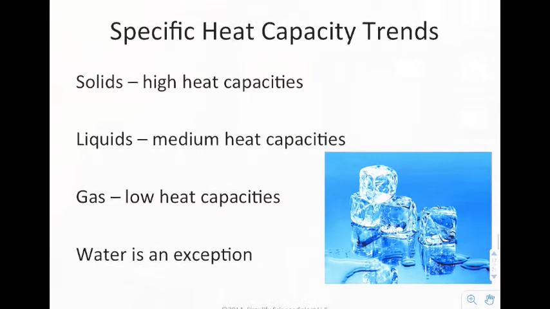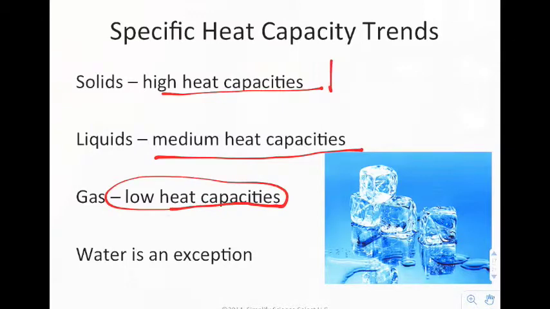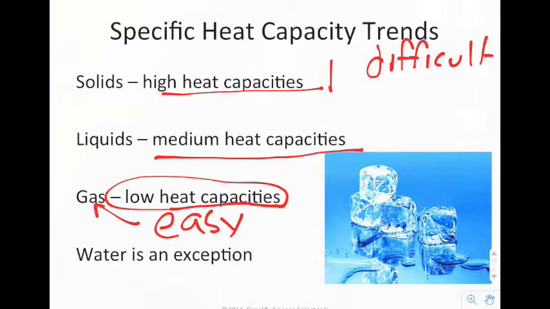Okay, specific heat capacity trends: generally speaking, as you go from a solid to a liquid to a gas, solids have high heat capacities, liquids have smaller heat capacities, and gases have really low specific heat capacities. That means it is easy to change the temperature of a gas. It is difficult to change the temperature of solids.